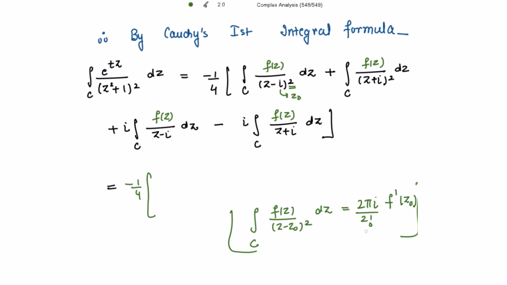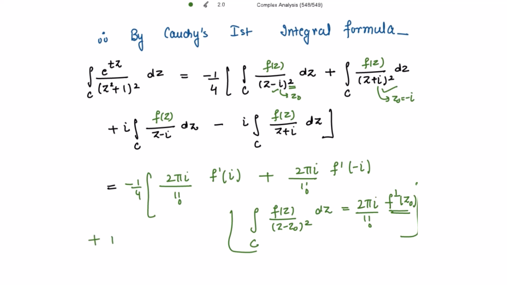Now match this formula, we get 2 pi iota, sorry, here it is 1 factorial because I'm having first derivative. 2 pi iota divided by 1 factorial f dash z0, that is f dash of iota. Very fine. Plus, for the second integral, what we have? 2 pi iota divided by 1 factorial f dash, what is z0 here? Minus iota, right? Plus iota.